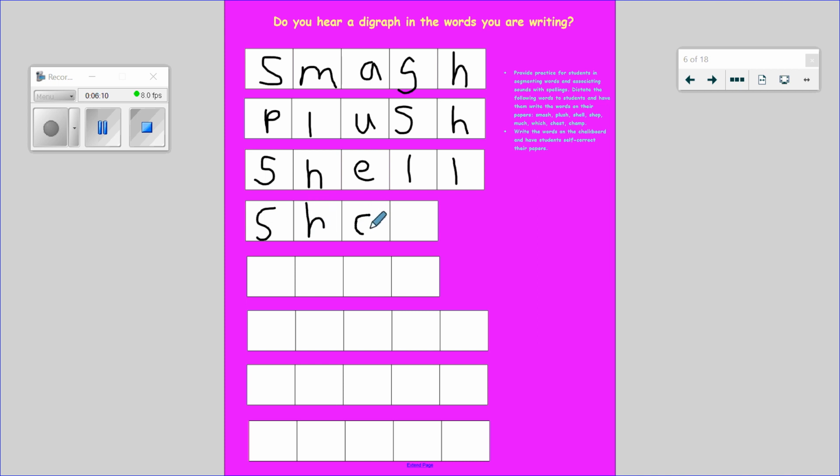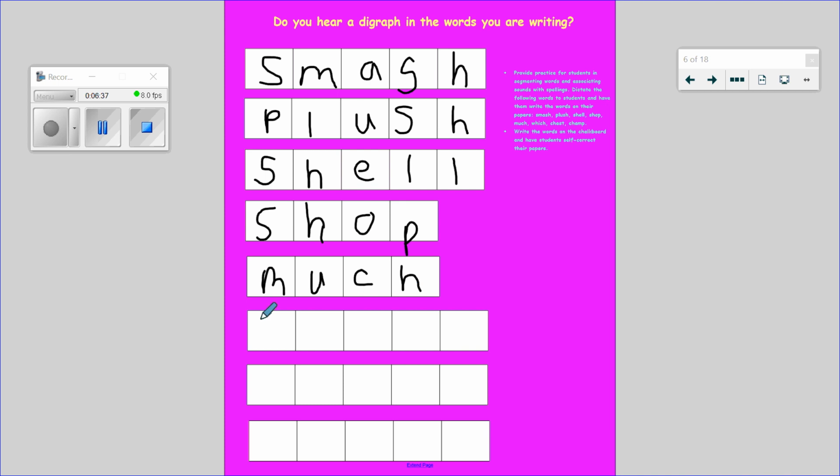Let me fix my H. That doesn't look right. There we go. So sh is at the beginning of this word. Our next word is much. Much. The ch is our digraph, and that comes at the end of the word.